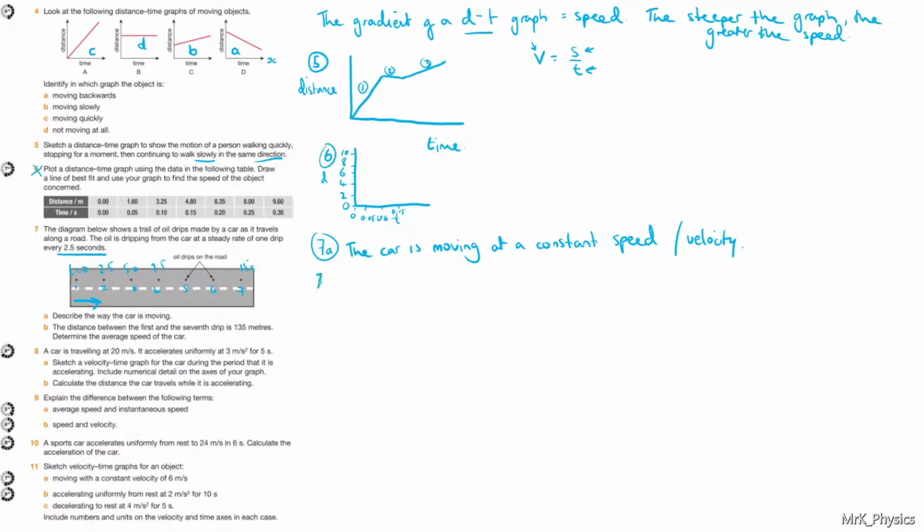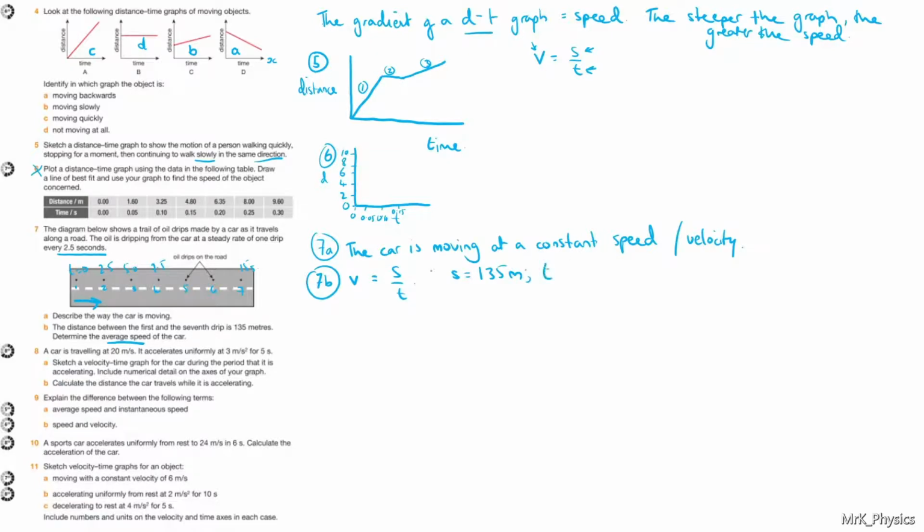Lo and behold, when we look at 7b, what kind of information do we have? Well, we're looking to determine the average speed of the car, and we're going to use v equals s over t. Check back on the previous slide if you're not too sure about that equation. So using this, we know that the distance there is 135 meters.